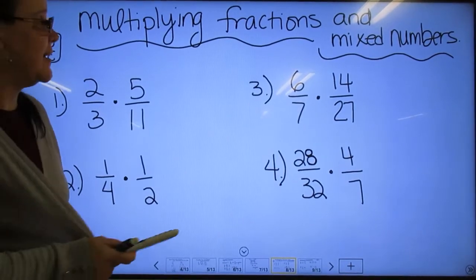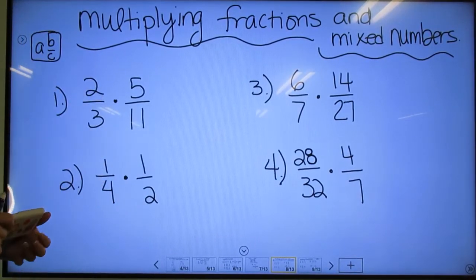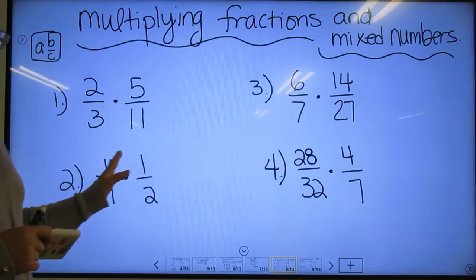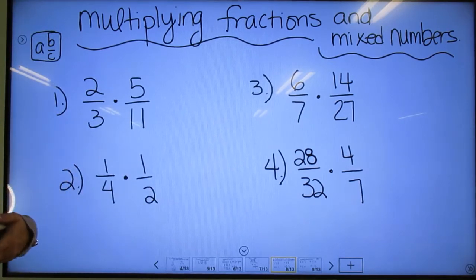Hello. So we're back, and we're going to be talking about multiplying fractions and mixed numbers. Should be a quick little lesson, so let's see what we can do.